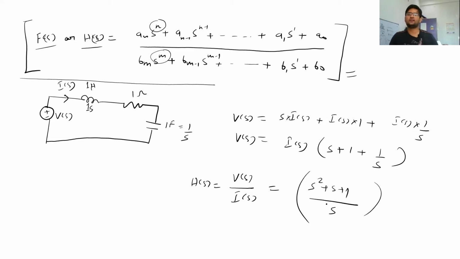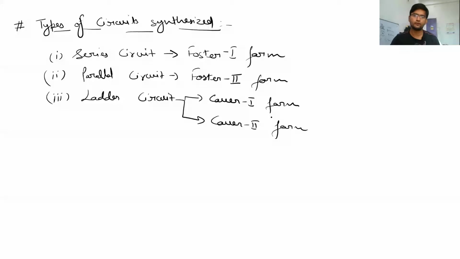So now you can see there is a polynomial which is the representation of the ratio of Vs and Is, which we can call our network function. And here this A2 is basically 1, A1 is also 1, and A0 is also 1. Here also you see that B1 is 1 and the other constants are 0. So this is how we represent any circuit in the form of polynomials, right?